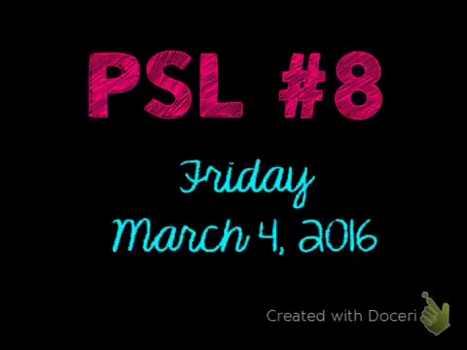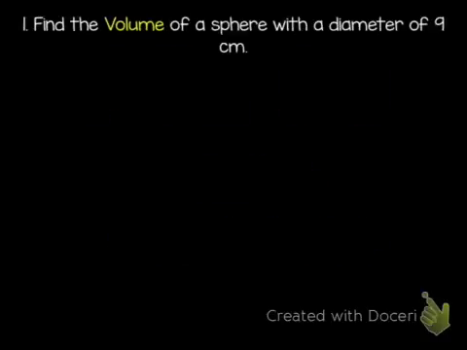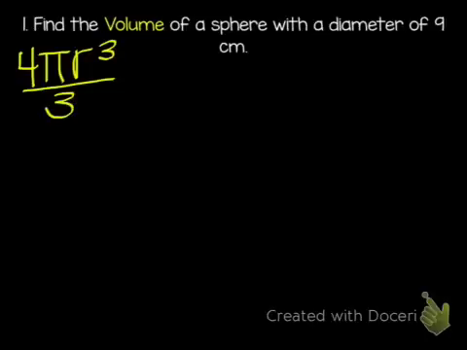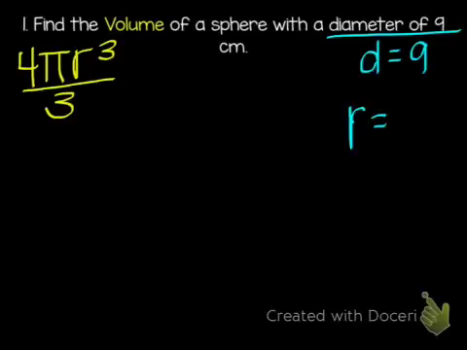So let's do our last day of PSL number 8. Same as all week, we're doing volume and surface area of a sphere. The volume formula is 4 pi radius to the third power, all of that divided by 3. For the first question, we have a diameter of 9. So our radius is that divided by 2. 9 divided by 2 is 4.5, so our radius is a decimal, 4.5.